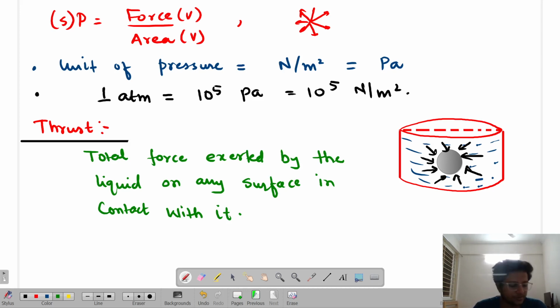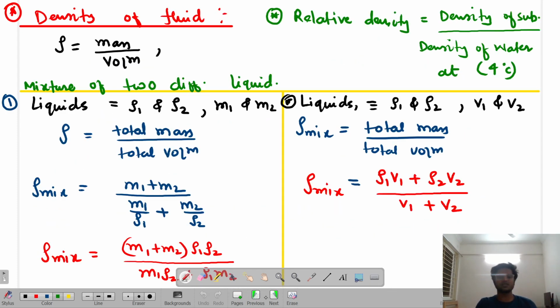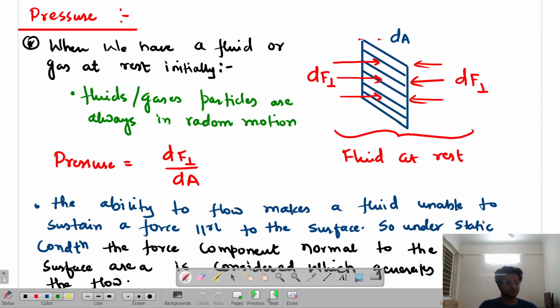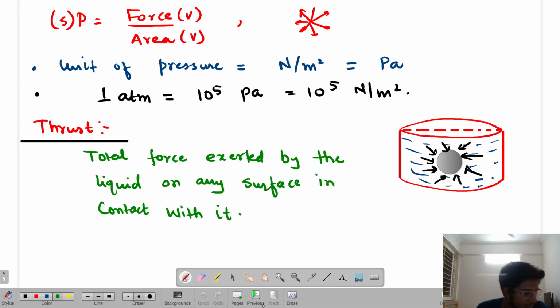Is that clear or not? So basically, thrust is the total force exerted by the liquid on any kind of surface which is in contact with it. Are you able to get me or not? Is that clear? So these are the two important things which we need to understand. One is called pressure, another one is called thrust. Are you able to get me or not?